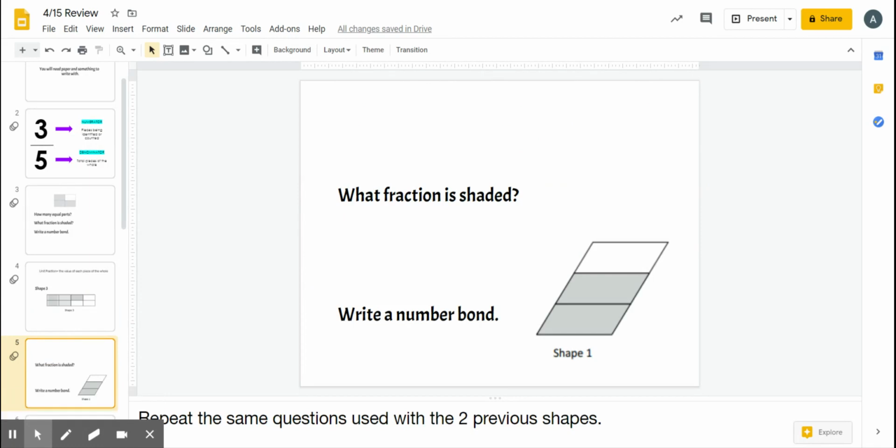On your piece of paper, I want you to look at this shape and answer these 2 questions. What fraction is shaded? And then write a number bond. Go ahead and pause the video and do that now.